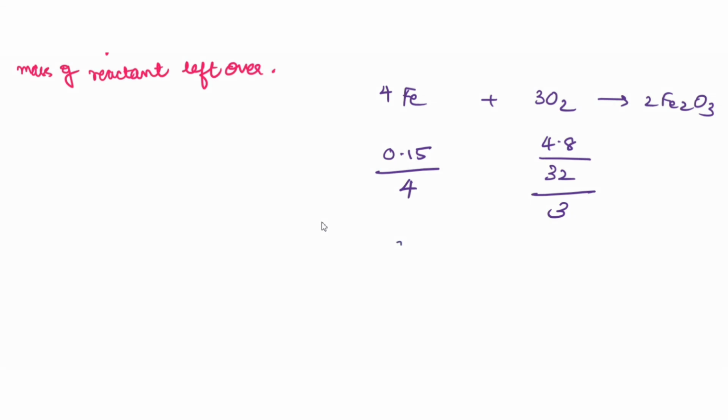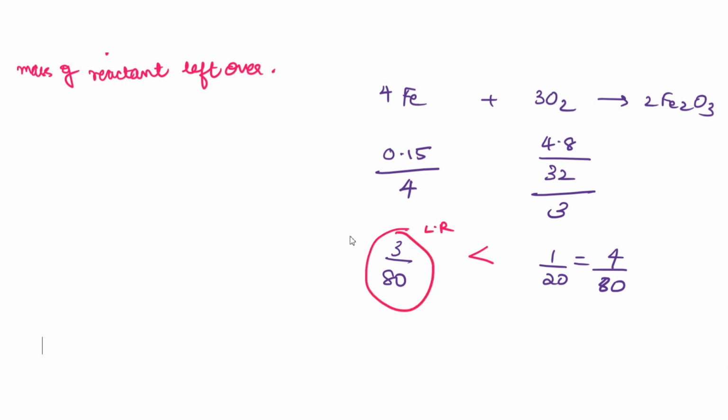Now our job is to simplify and compare the ratio. On simplifying this ratio for Fe, we get 3 by 80. Similarly, for O2, we get 1 by 20. Making the denominators same, we multiply by 4 to get 4 by 80. So obviously 3 by 80 is less than 4 by 80. So Fe is the limiting reagent. We have found out the limiting reagent, that is Fe. That's the answer for the first part of the question.